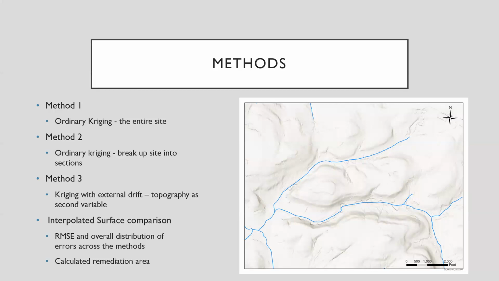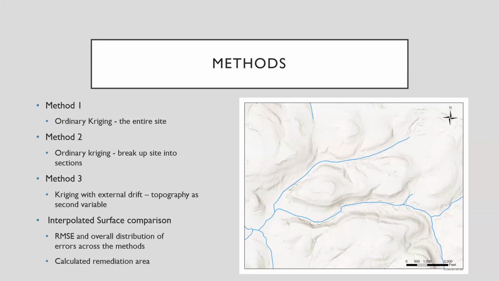Method 2 will assume that the spatial structure varies across the study area, including within the gap. The study area will then be broken into sections, each covering a sampled area. Individual semi-variogram models will be fit using the sample location in each section. Ordinary kriging will be employed in each section, resulting in multiple interpolated surfaces.